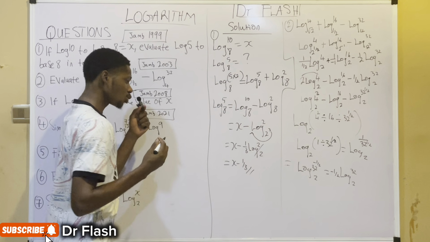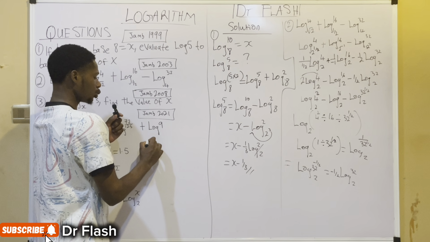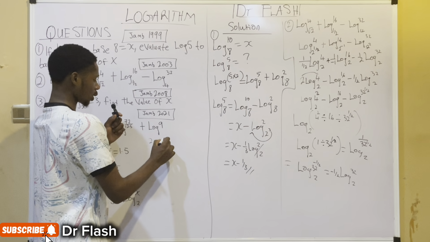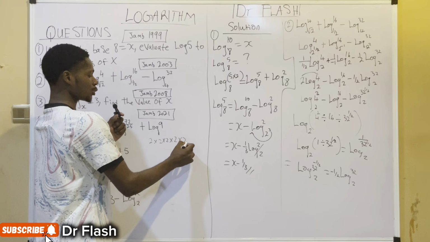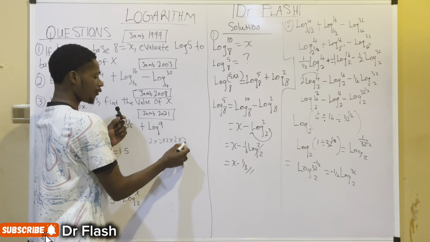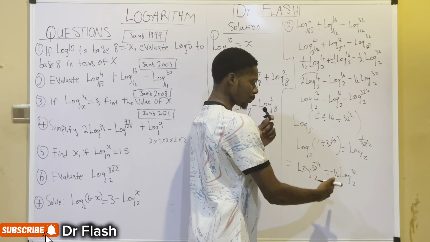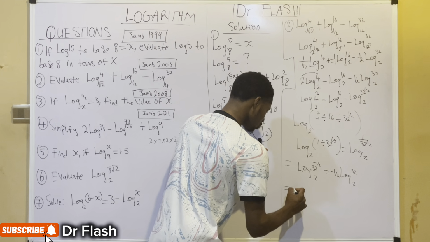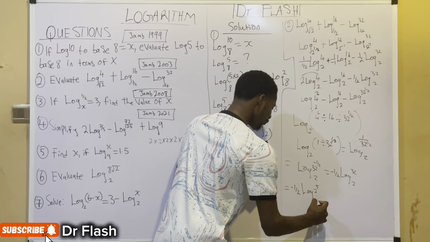So we're going to use the simplest approach to questions like this, okay? We know that 2 times 2 is 4, times 2 is 8, times 2 is 16, times 2 is 32. So notice 1, 2, 3, 4, 5. 32 is 2 to the power of 5, right? So we can replace 32 as 2 to the power of 5. Now this becomes minus 1 over 2 log 2 to the power of 5 base 2.